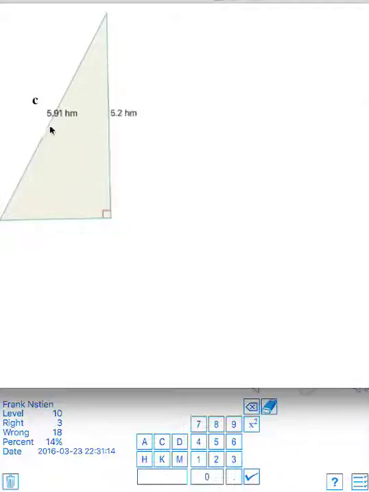So I'm going to call this side C. And so my two legs are going to be the A and B side. The shorter I'm going to call A and the longer B. Okay, and then I'm going to write out my Pythagorean theorem. A squared plus B squared is C squared.